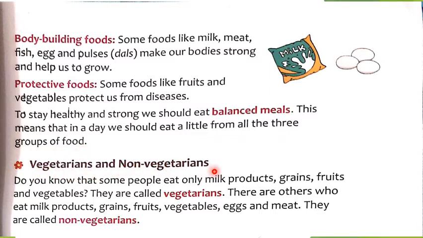Vegetarians and non-vegetarians. Do you know that some people eat only milk products, grains, fruits and vegetables? They are called vegetarians. There are others who eat milk products, grains, fruits, vegetables, eggs and meat. They are called non-vegetarians.